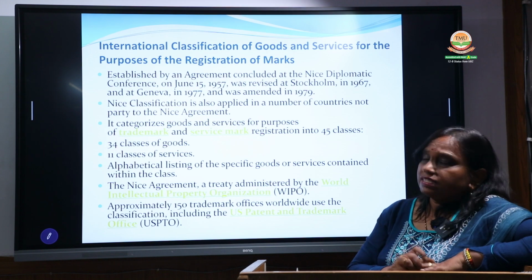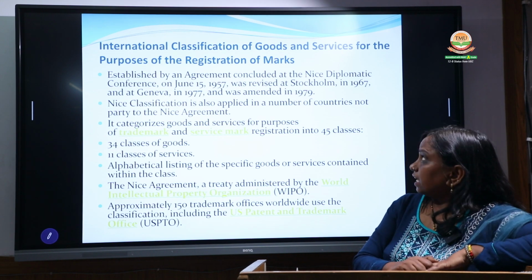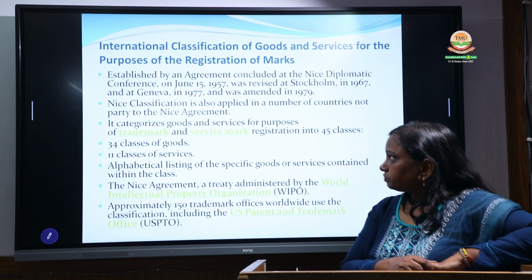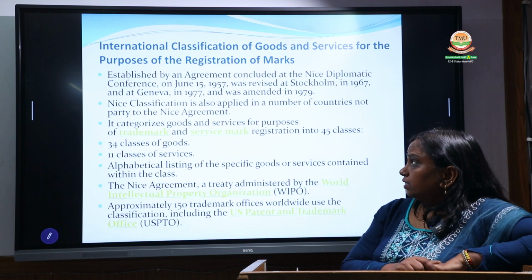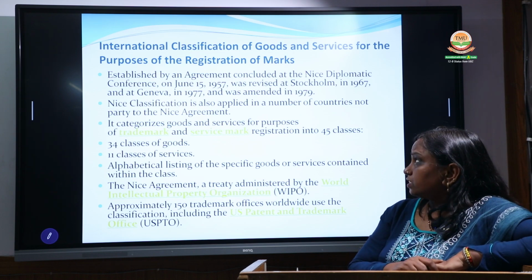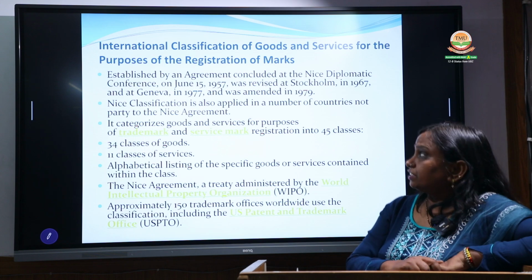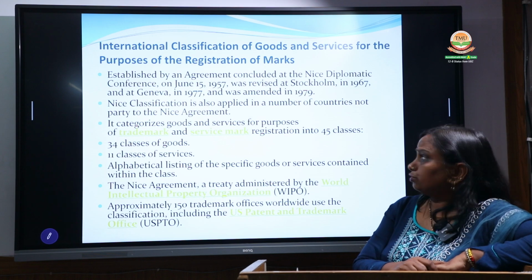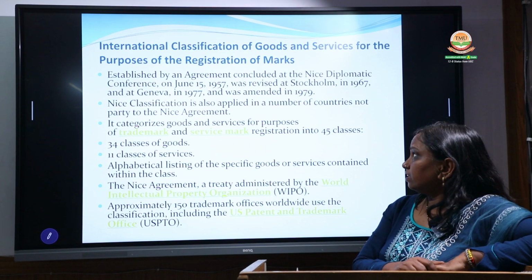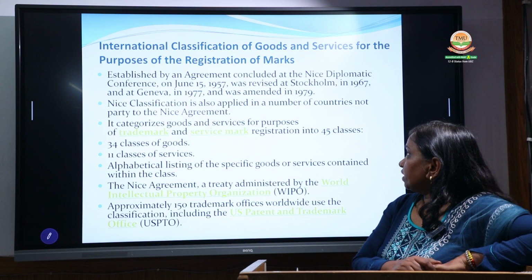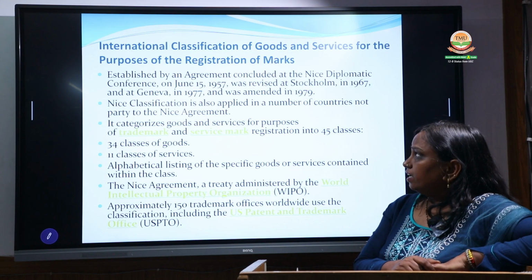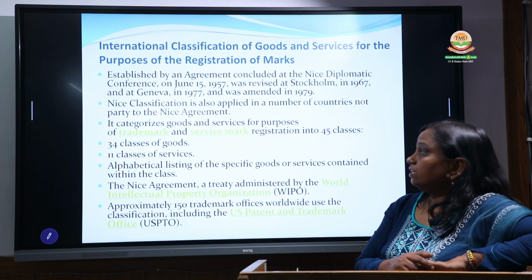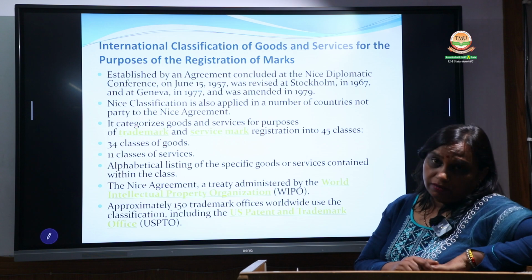So now we will see the international classification of goods and services for the purposes of registration of the trademark. This international classification of goods and services was established by an agreement concluded at the Nice Diplomatic Conference on June 15, 1957, and was revised at Stockholm in 1967 and at Geneva in 1977, and was amended in 1979. So it has been revised 4 times.